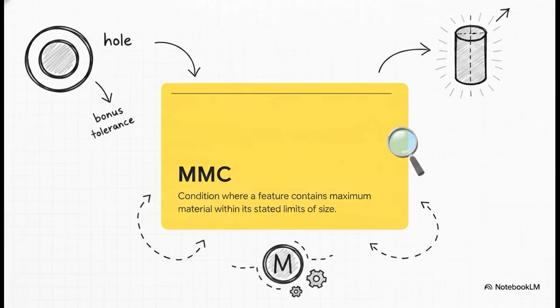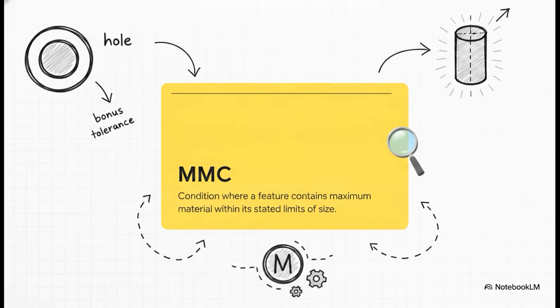I really want to pause right here and draw your attention back to that little M in a circle we just talked about. This is where things get really exciting. Applying the maximum material condition modifier is exactly how you can save thousands, sometimes tens of thousands of dollars in totally unnecessary rework and scrap. This is the magic of bonus tolerance. But to understand the bonus, we first got to understand the modifier.